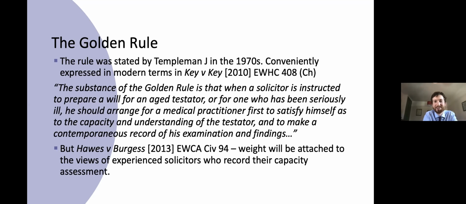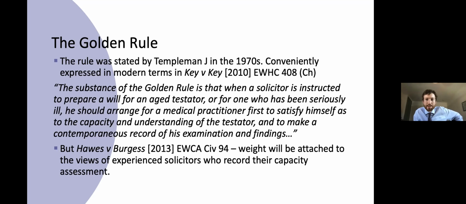But then the other side is clearly going to say, well, the solicitor clearly didn't even give a thought to whether the testator had capacity and didn't really make any assessment. Now, the absence of a record made by the solicitor is probably going to be construed against the solicitor, so just be wary of that one.